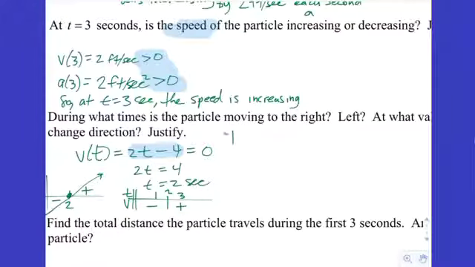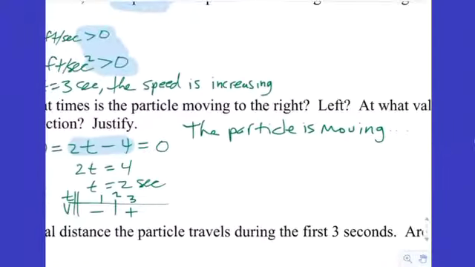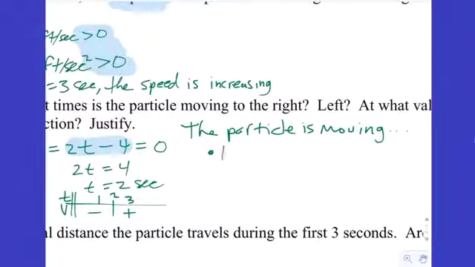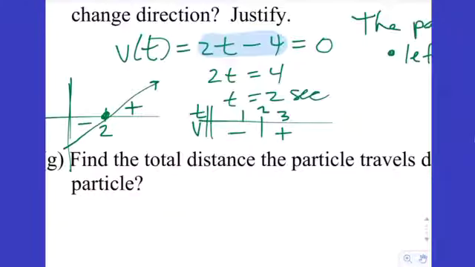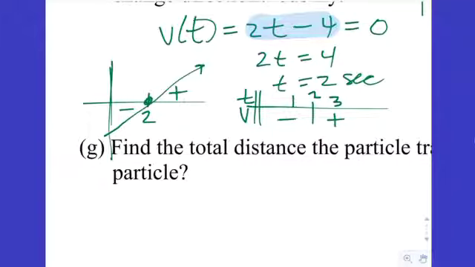The particle is moving... and I'm just going to say dot, dot, dot, and underneath there I'll put a little bullet point. Left. When is it moving left? Whenever the velocity is negative, which is what? Everything less than 2?